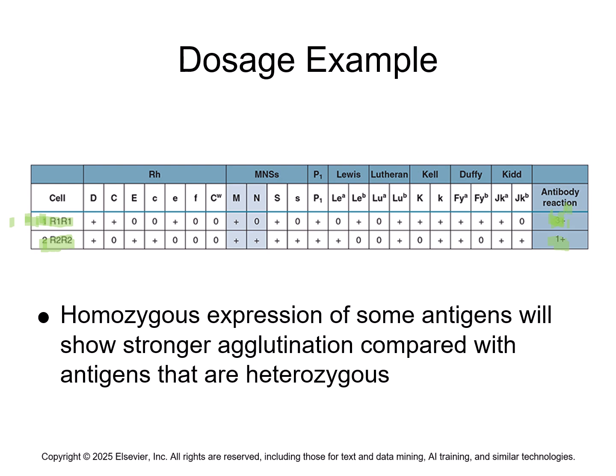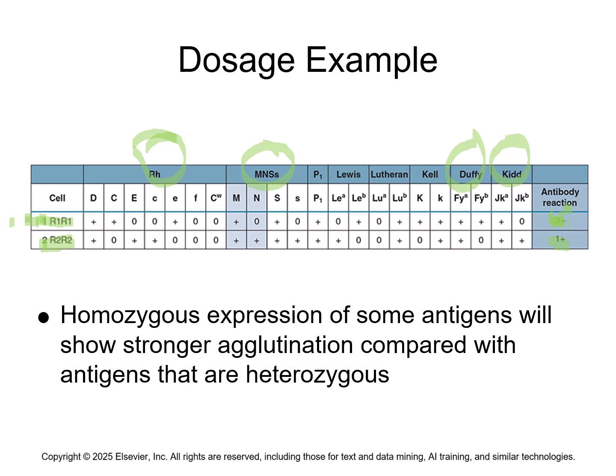So what we're looking for, because we suspect dosage in this case, is a homozygous antigen in the first cell that is showing a 3+ reaction, and we suspect that there is a heterozygous situation for the second cell. So if we talk about the antigens that show dosage, we have our Rh system, we have M, N, and S, we have Duffy, and we have Kidd.